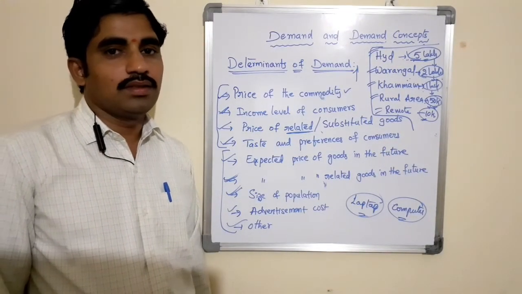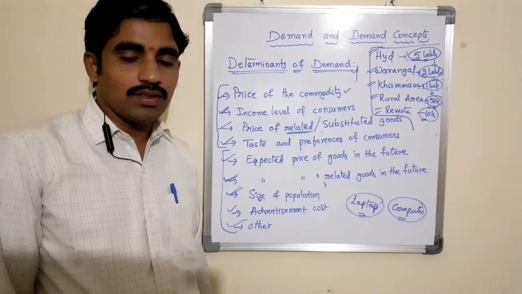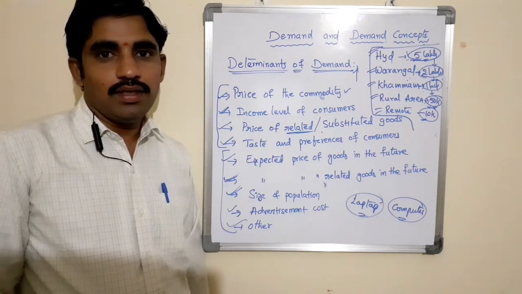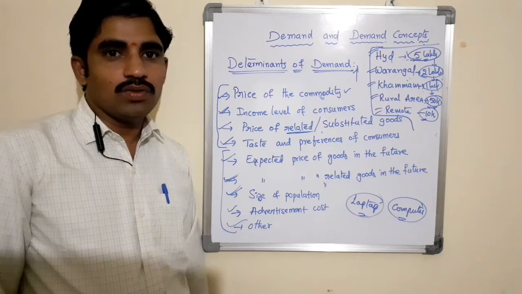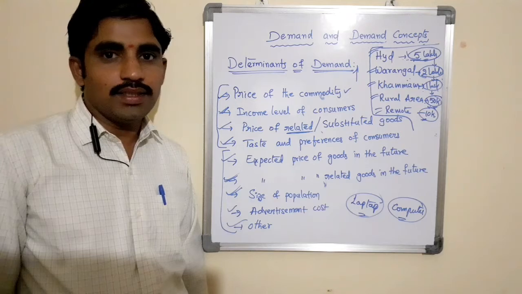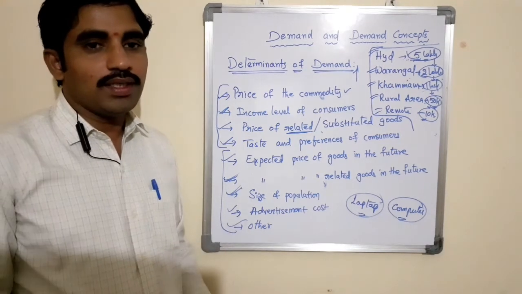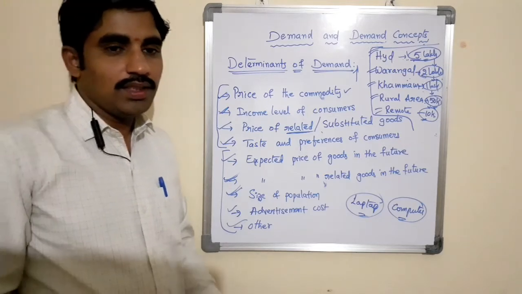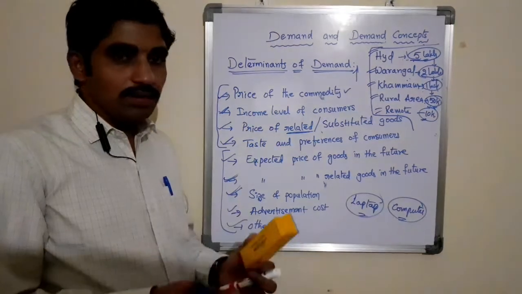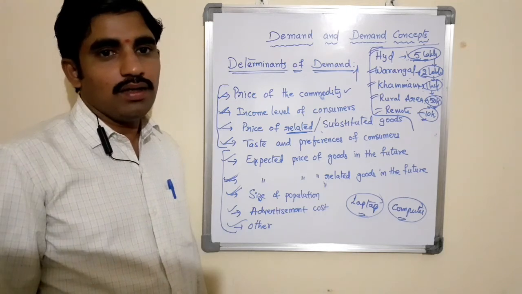State of business. The next one is state of business. The level of demand for different commodities also depends on the business conditions in the country. If the country is passing through boom conditions, there will be a marked increase in demand. On the other hand, the level of demand goes down during the depression. During the depression situation, the quantity demanded for a commodity will decrease. During boom conditions, the quantity demanded for a commodity will increase.